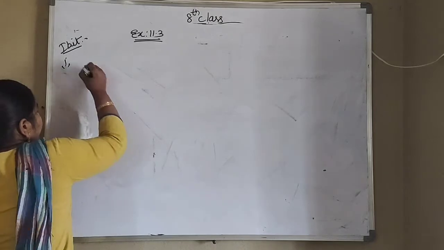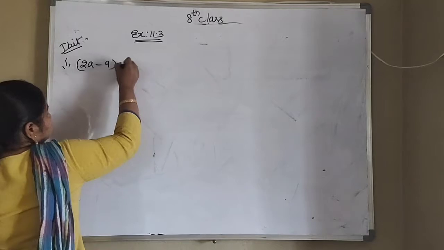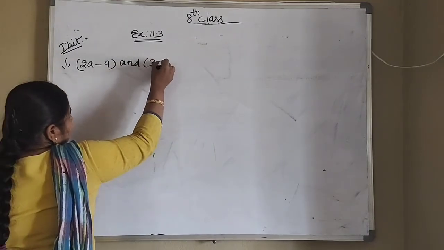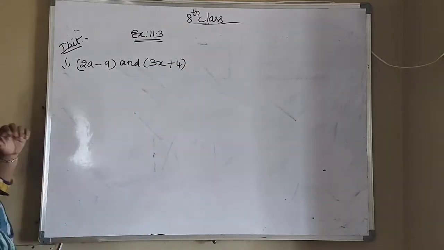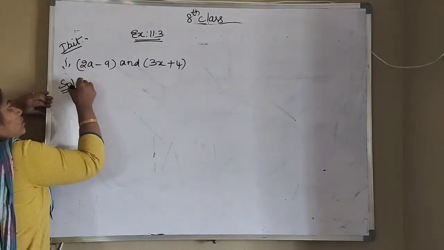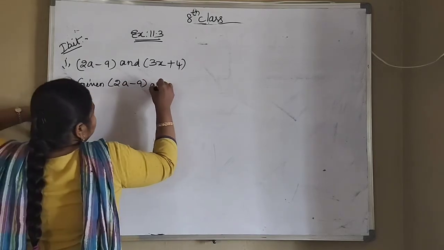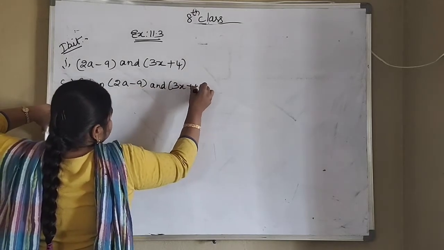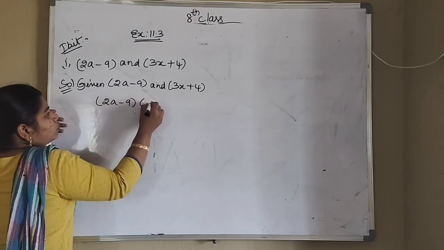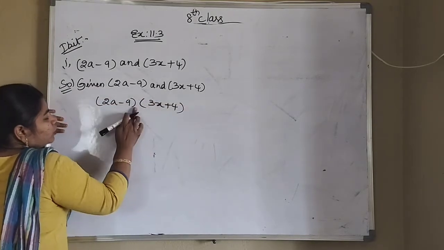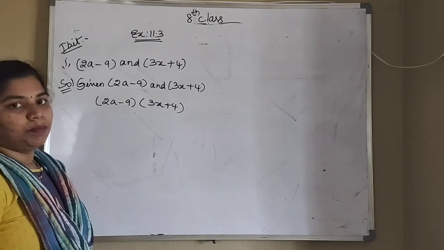So what is the first one? 2a minus 9 and 3x plus 4. So we have to multiply these two terms. Given 2a minus 9 and 3x plus 4, we have to find the product. So 2a minus 9 into 3x plus 4. If you are not seeing any sign, that means it has a multiplication sign. We are multiplying these two binomials.